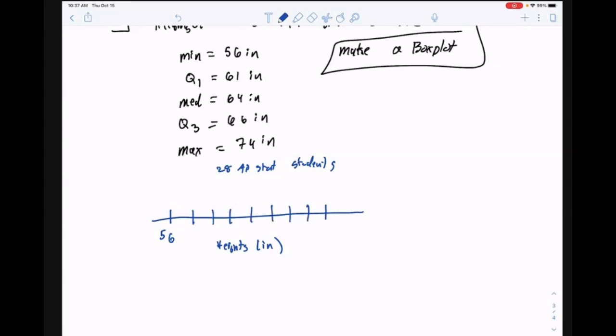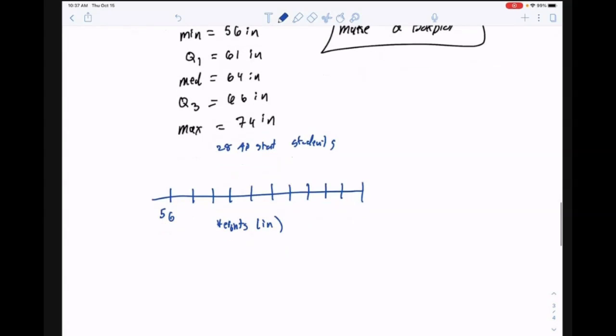Try to make them evenly spaced. What should I go by? Where do I need to stop? How high do I have to go on my number line? Is it reasonable to say 80? Yeah, but what's the requirement? What do I have to go to at least? 74. I have to go to at least 74. You can go lower if you want to. If you want to have 54 in here, that's perfectly fine. You don't have to. The point is you have to have 56 and you have to have 74. All your data must fit inside your number line.